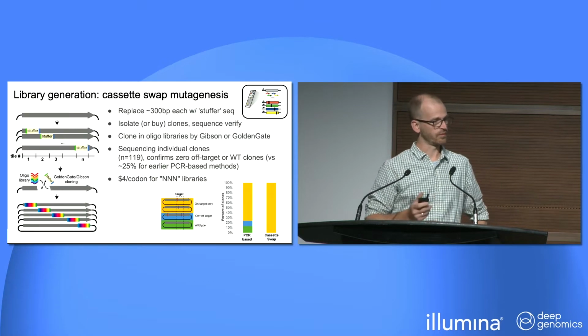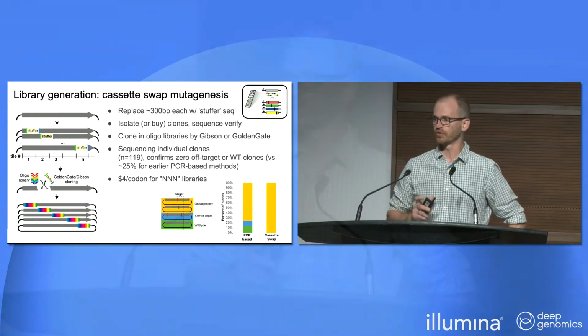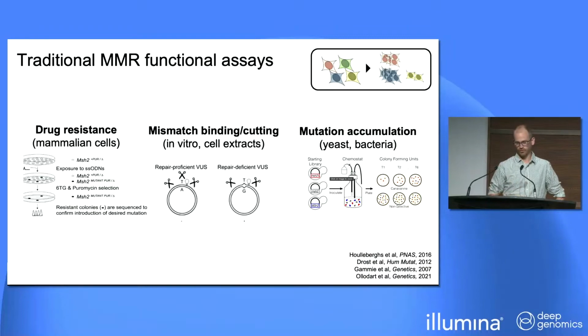And so when we screen a bunch of individual clones, we find that this gets rid of the roughly quarter to a third that we typically see of these types of libraries that comprise either leftover wild-type clones that just get in the way and take up space, or clones with additional mutations off target that are going to screw things up downstream. And we do that for about $4 US per codon, so it's cheaper than some approaches.